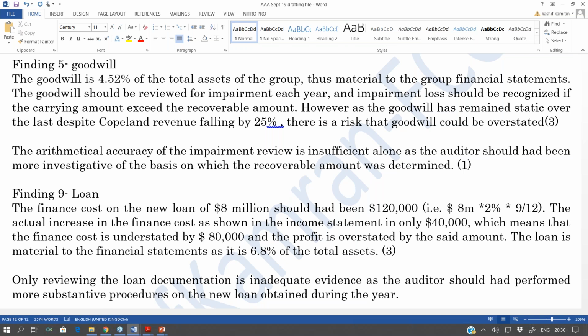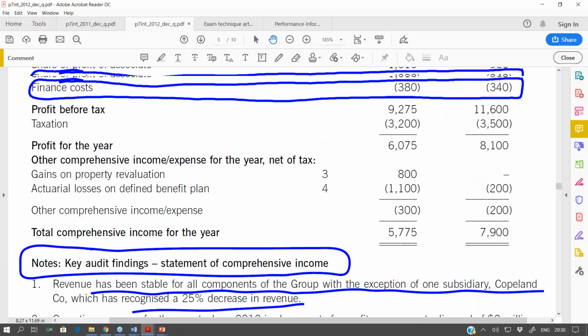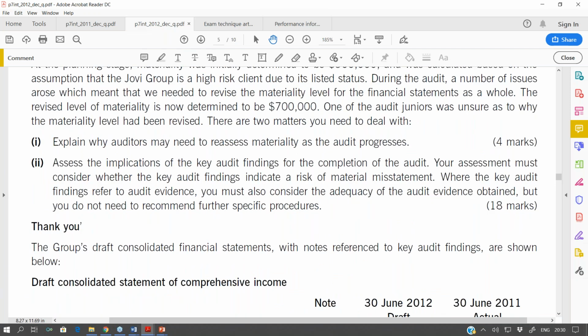Can you see the exam question? The examiner was saying in the exam question here, you do not need to recommend further procedures. Can you see this line here? You do not need to recommend further procedures. In the December 11 paper, the examiner was saying recommend further procedures, right? And in the December 12 paper, the examiner is saying you just comment on the sufficiency, but you should not be telling the further procedure.